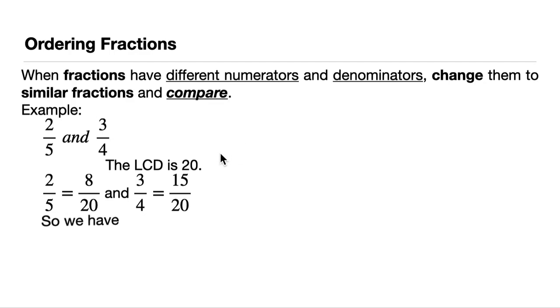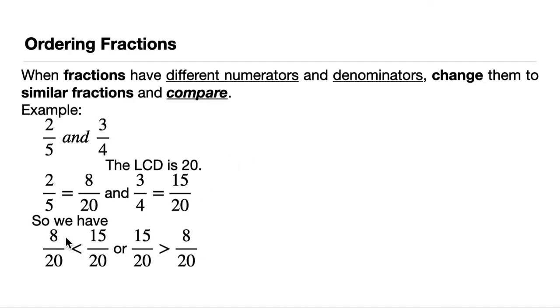So we can see that 8 over 20 is less than 15 over 20. Or equivalently, 15 over 20 is greater than 8 over 20. As you can see, this is read as less than, this is read as greater than. The important part here is that wherever this V sign is opening, that one is the bigger value. When we read it from left to right, 8 over 20 is less than 15 over 20 because 15 over 20 is greater than 8 over 20. I hope you got that.